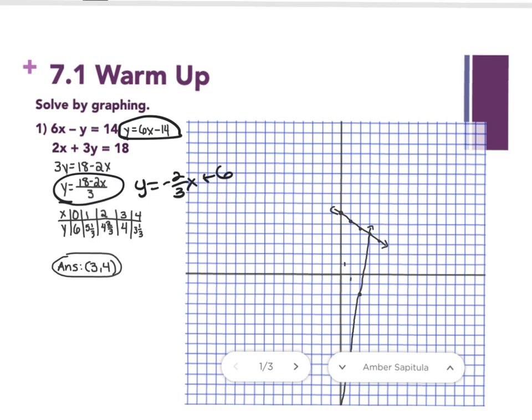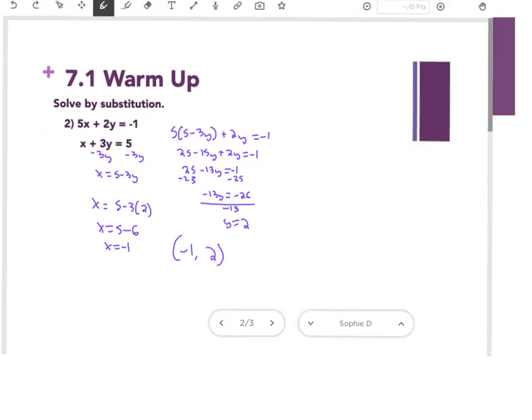Remember the two special cases are there. If they never cross, that's no solution. And then if they end up being the same line, it's all real numbers.